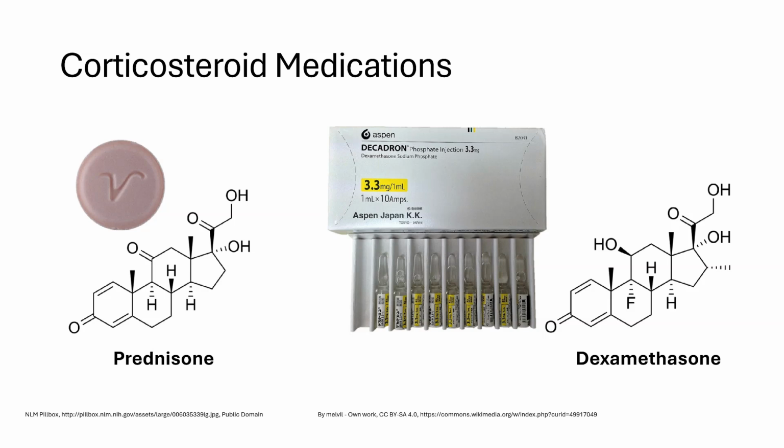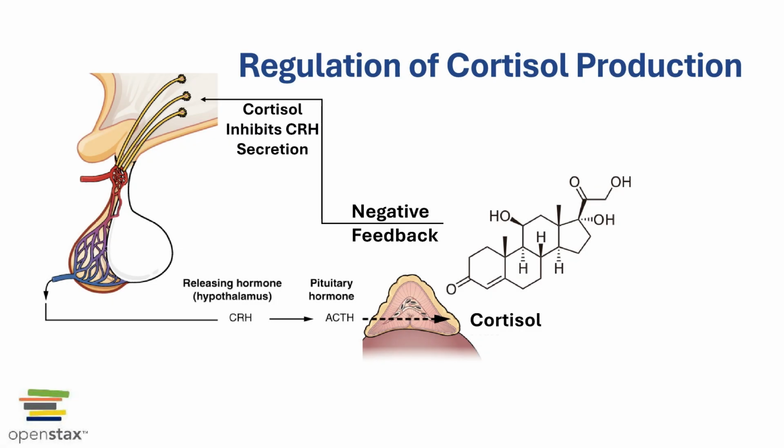Examples include prednisone and dexamethasone, which are used to treat conditions such as asthma, autoimmune disorders, allergic reactions, and certain inflammatory diseases. Cortisol production usually follows a 24-hour circadian rhythm, with highest levels produced in the morning and lowest levels produced at night. Chronic stress leads to a sustained increase in the production of cortisol.